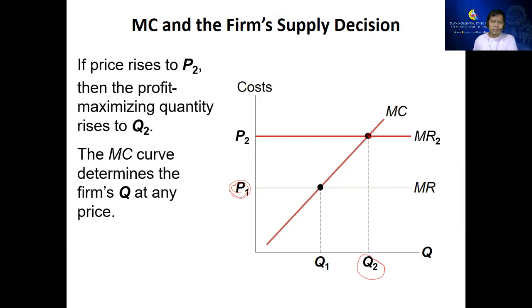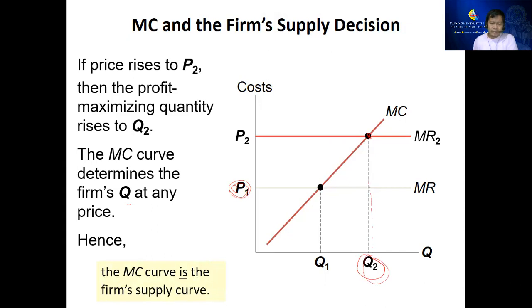The MC curve determines the firm's quantity at any price, no? So ibig sabihin, the MC curve determines the quantities. Kung asa nag-intersect ang imong MR ug ang imong MC, mauna muna ang imong equilibrium quantity supplied, no? Karon mao na ang bagong equilibrium quantity supplied. Hence, the MC curve is the firm's supply curve. So ang MC curve ang mag-determine kung unsa ang quantity nga i-supply sa kumpanya.